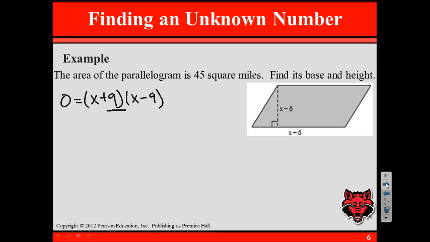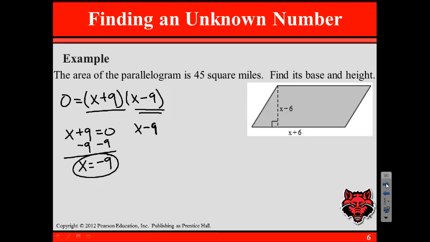Using the zero factor property, we set each factor equal to 0. So we say x plus 9 equals 0. We subtract 9 from each side, and we're left with x equals negative 9. And x minus 9 equals 0. We add 9 to each side, and that leaves us with x equals 9. Now these are two possible solutions.